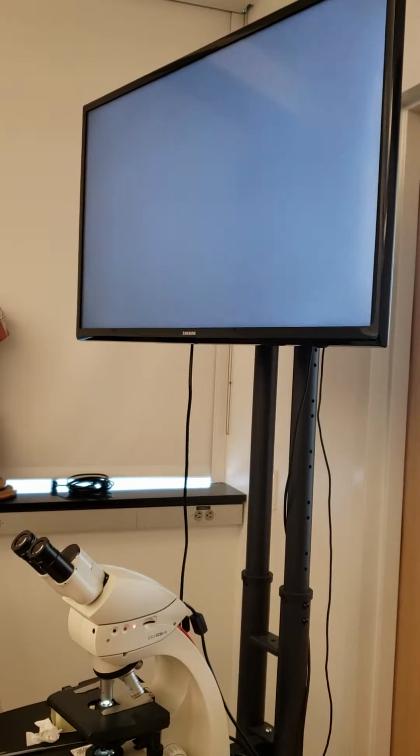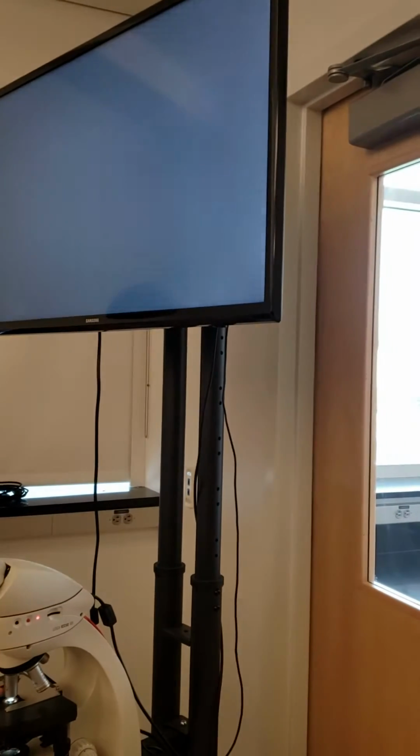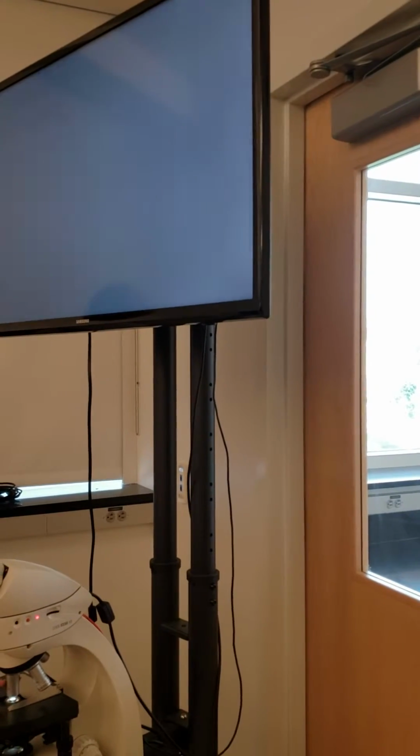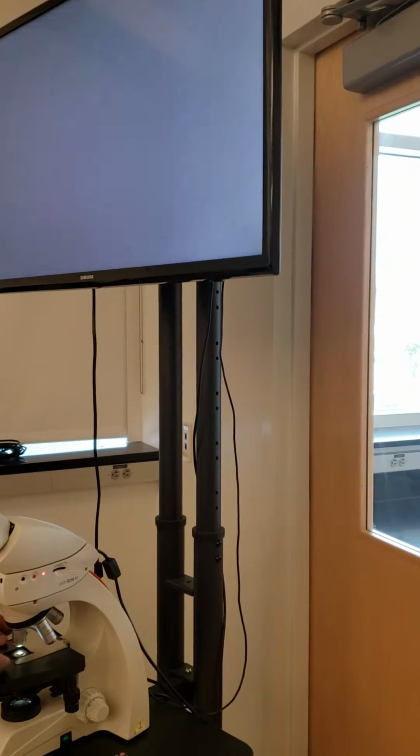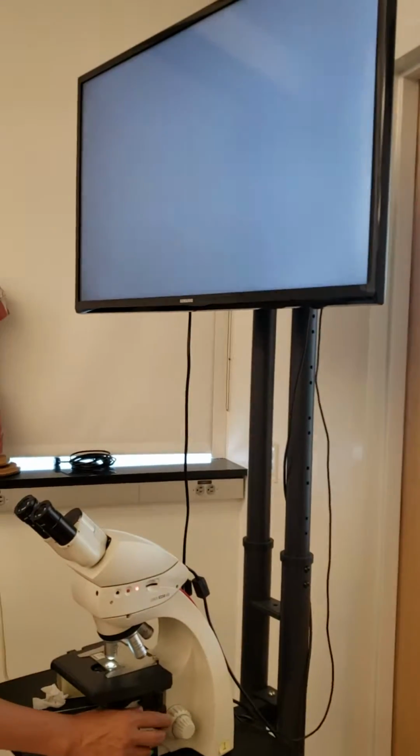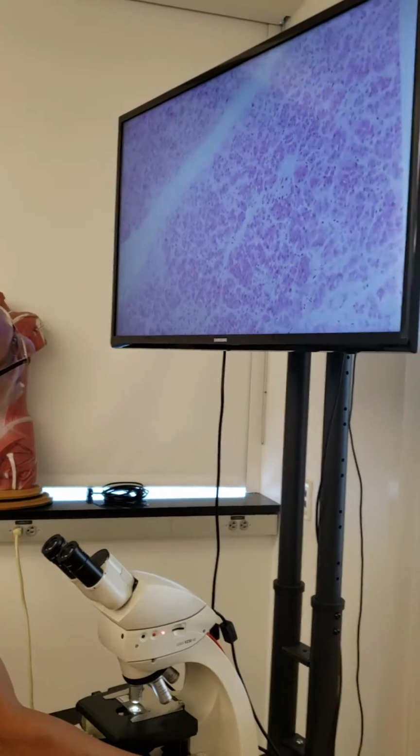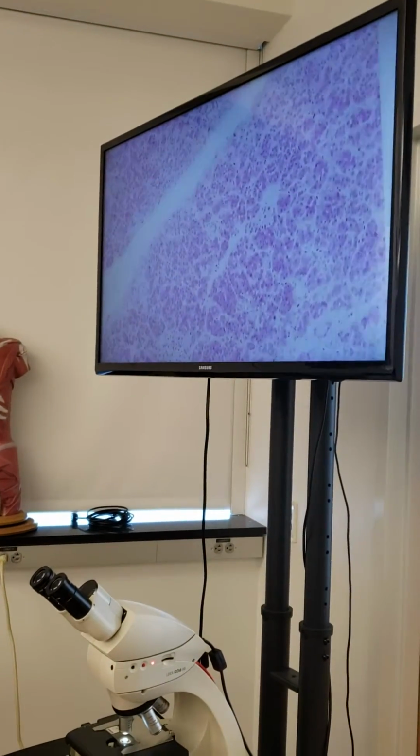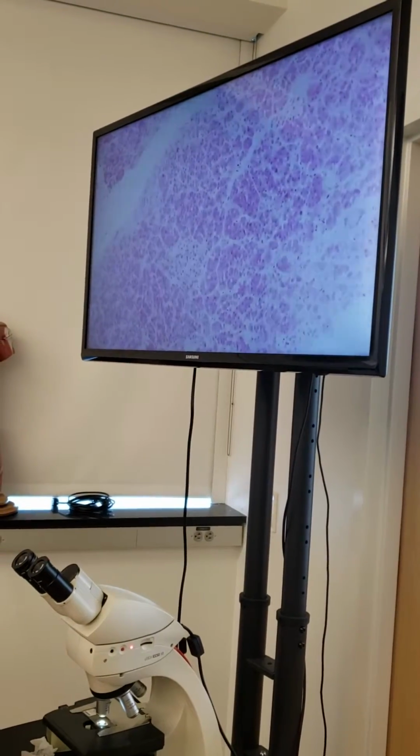What's the next one? Pancreas. Pancreas is slide number 3. Again, now see I'm in 40x. Do not start from 40x. Every time you have to go back to 10x or 4x. Every time. This is pancreas. In this, some slides will show very good, some may not, but this is good.